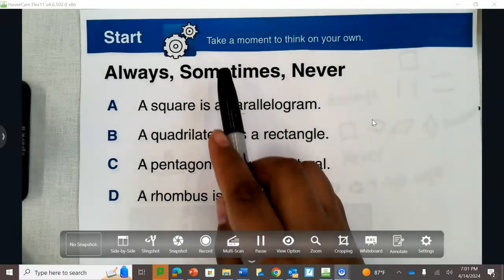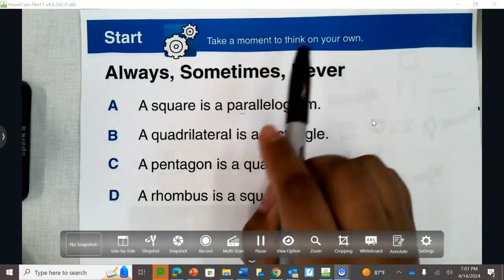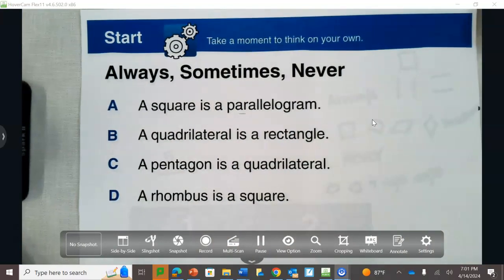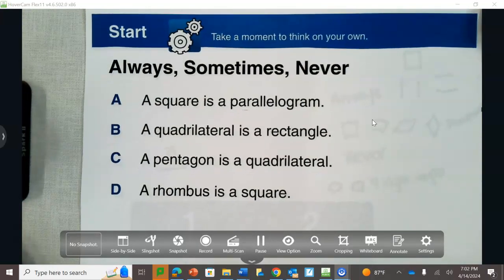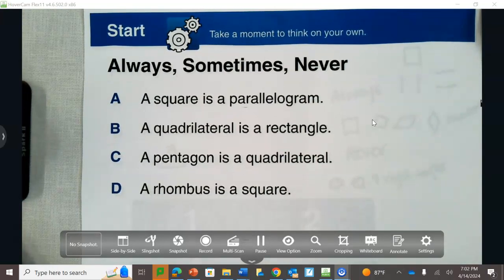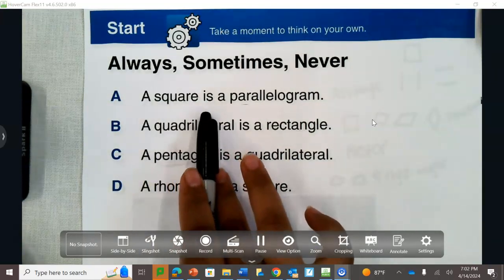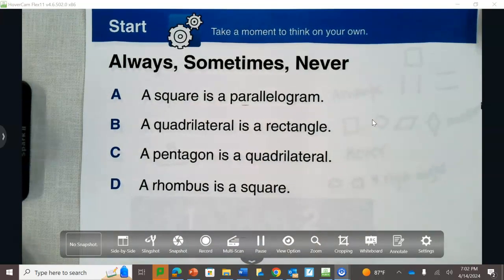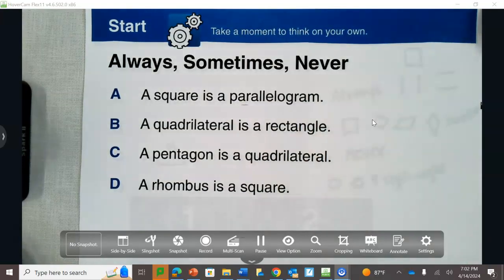our start question of always, sometimes, or never. For this activity, I want you to take a moment and think on your own first, and then I'll give you time to talk with your groups about whether you believe this is always, sometimes, or never. For example, you have the question, a square is a parallelogram. Is that true? Is it always true? Is it sometimes true? Or is it never true? And so on with the other ones. Go ahead and think about that by yourself first, and then I'll give you some time to talk about it.